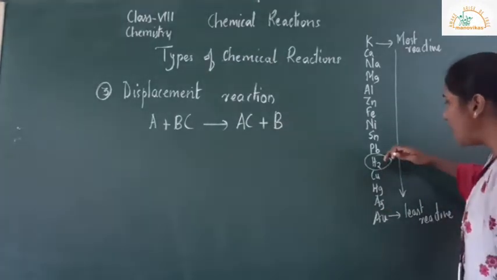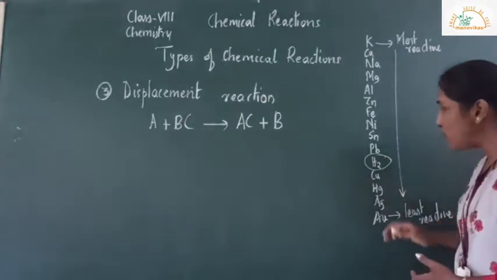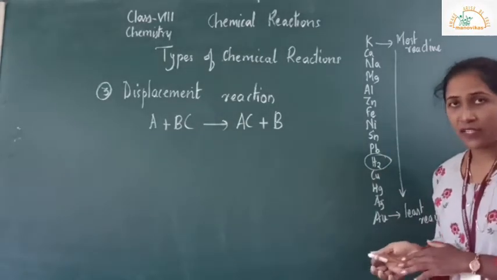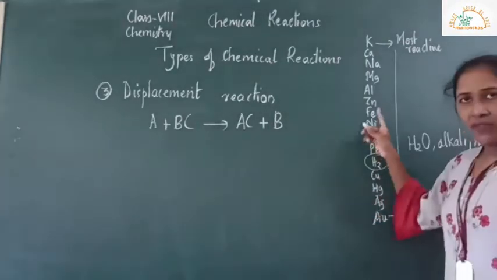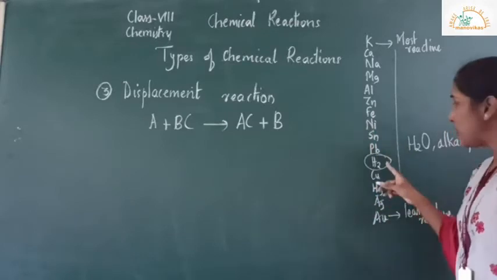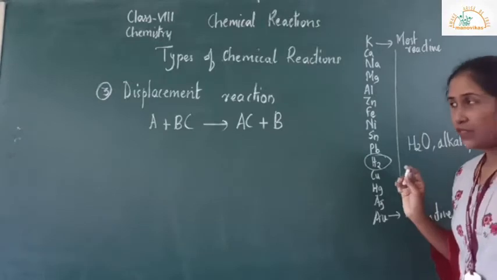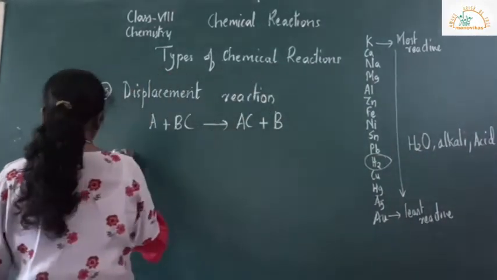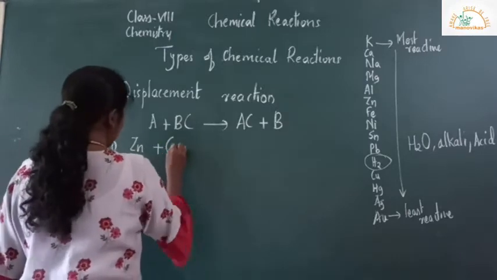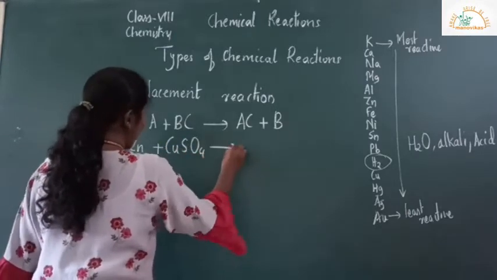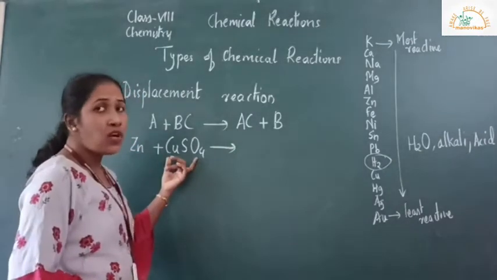So we can say that the elements above hydrogen are most reactive and the elements below hydrogen are least reactive. Okay. Now hydrogen is used for comparison, and so wherever we have the most reactive metal, it can displace the hydrogen from water, alkali and acid. So here let's take the first example. We have zinc plus copper sulfate. Now this copper sulfate should be in a solution form. We can call it a salt solution.